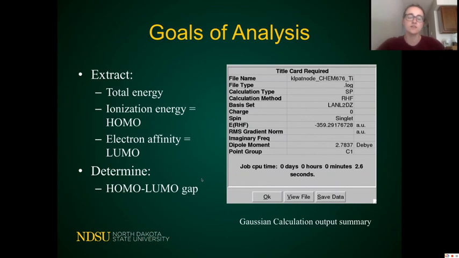So the goal of the analysis is to extract a variety of different parameters with a focus on total energy, ionization energy, which is our HOMO, or highest occupied molecular orbital, and then electron affinity, the lowest unoccupied molecular orbital. And then with those values, we're able to determine the HOMO-LUMO gap. So I have an image as an example of what your output would look like if you were to do this analysis in GaussView and how to find some of those values. But then the rest of the presentation will be walking through how we extract that within the command line specifically. So if you want to go to the next slide.